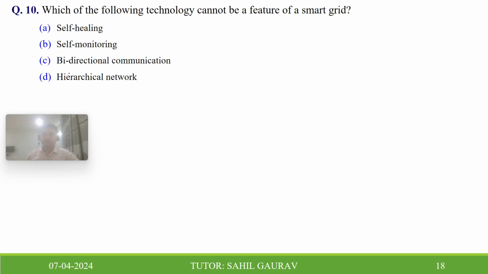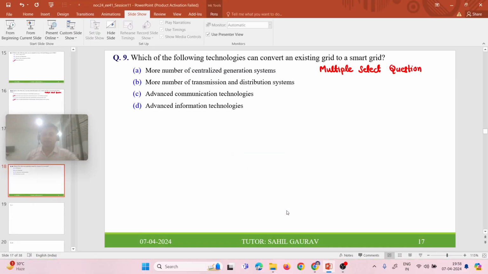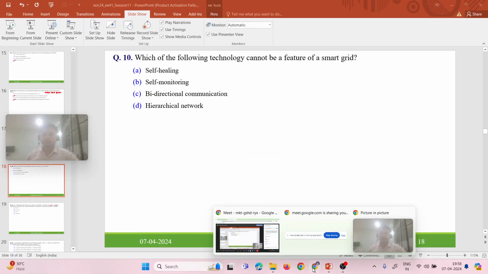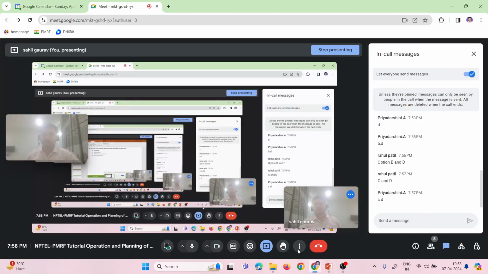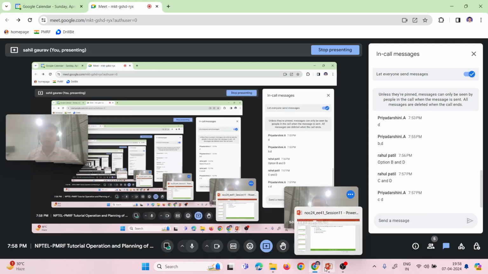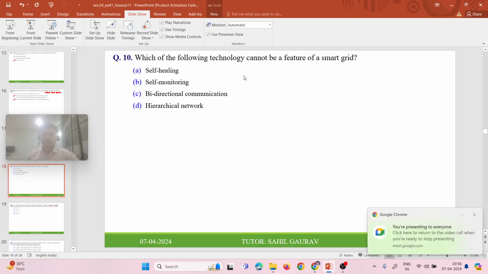Now, let us move to the next problem. Which of the following technologies cannot be a feature of a smart grid? Options are self-healing, self-monitoring, bidirectional communication, and hierarchical network. Yes, for question number 10.